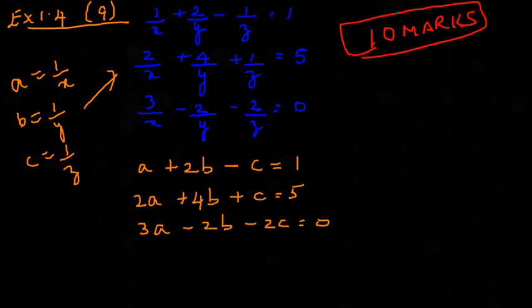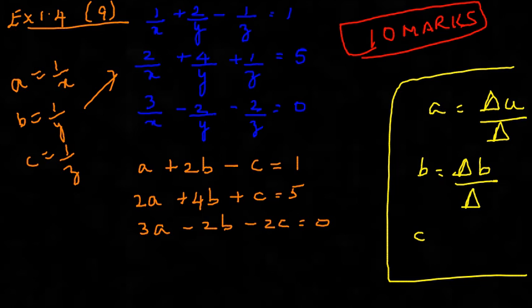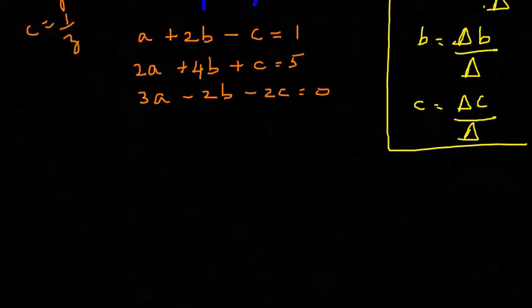Now you have to solve for a, b and c using the determinant method. And determinant method, we very well know the formula, right? Anyway, let's write it down. a is equal to del a by del, b is equal to del b by del, c is equal to del c by del. So the first step is to find out del, ensure it's not 0, then find out del a, del b and del c. So can we find out del first?